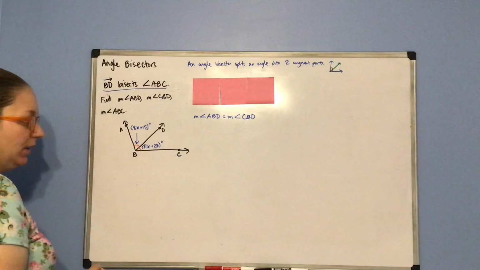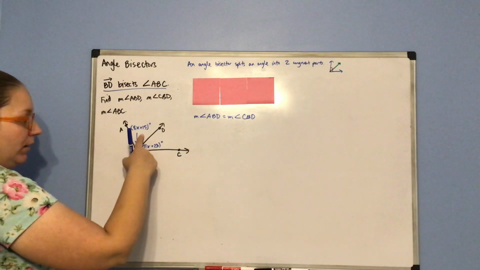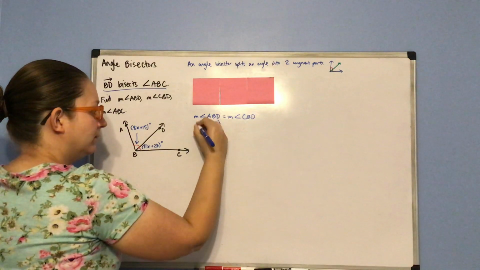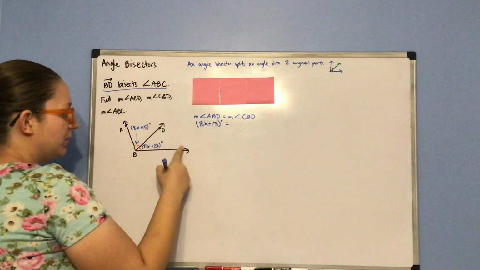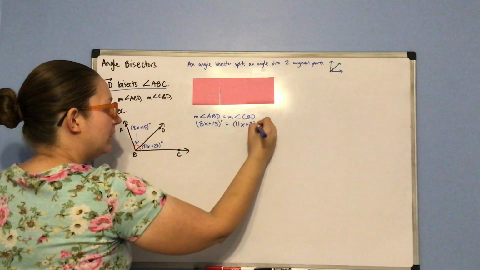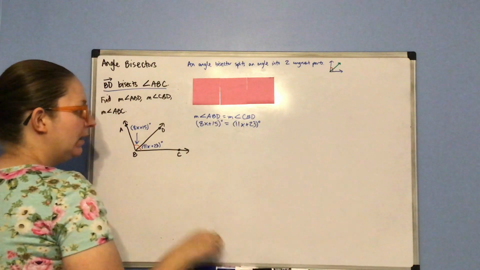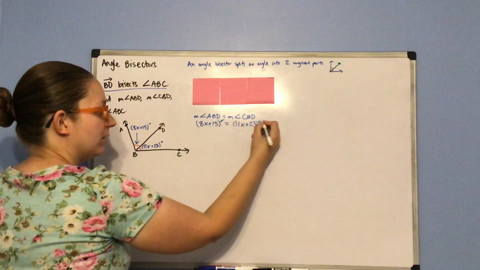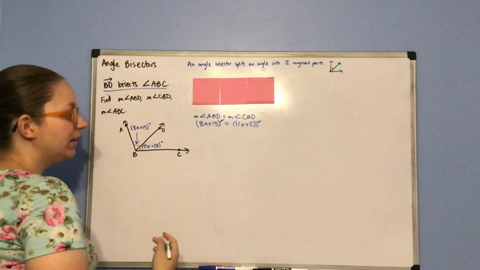Now what do we know about those angles? We know that angle ABD, its measure is 8x plus 15. We know that angle CBD, its measure is 11x plus 23. From here we can solve this equation for x. So we can just ignore those degree signs since we have degrees on both sides.